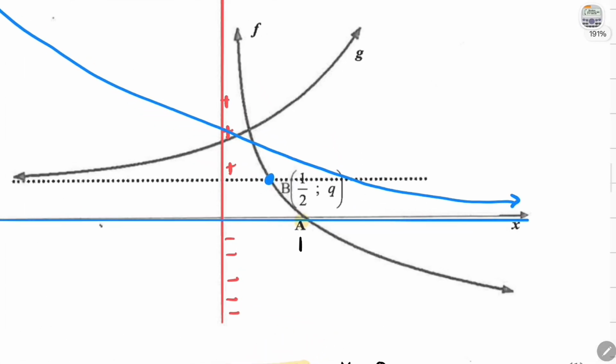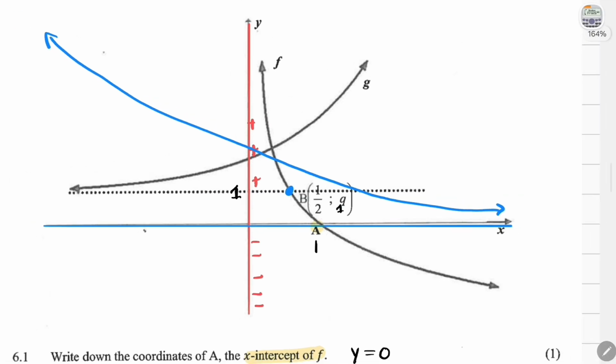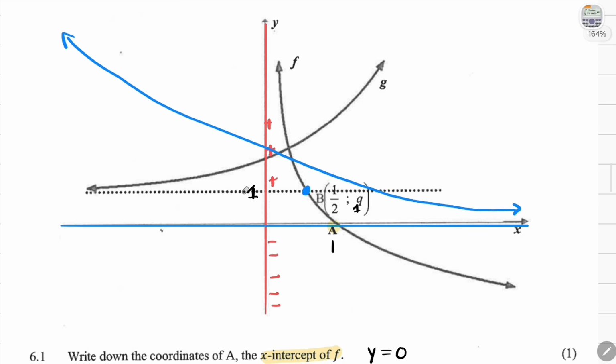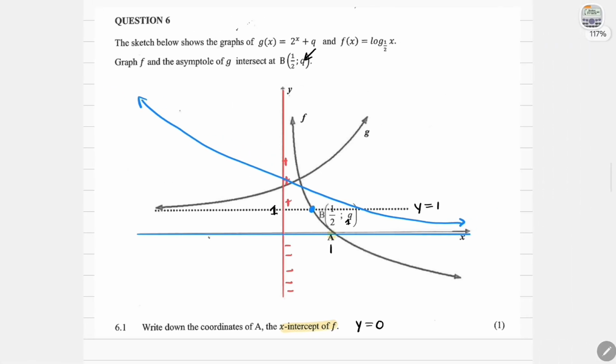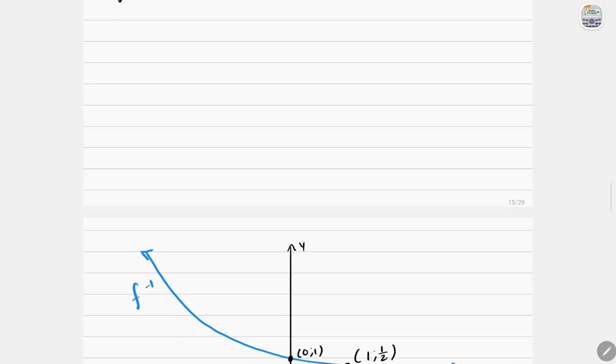We found out that q was 1. Okay, so since q is 1, its y value is simply 1, meaning the equation of this asymptote of g, this horizontal asymptote, it's a horizontal line because it passes one single y value. So it starts as y is equal to, and it's just 1. And there we go. That's the equation of the asymptote of g.